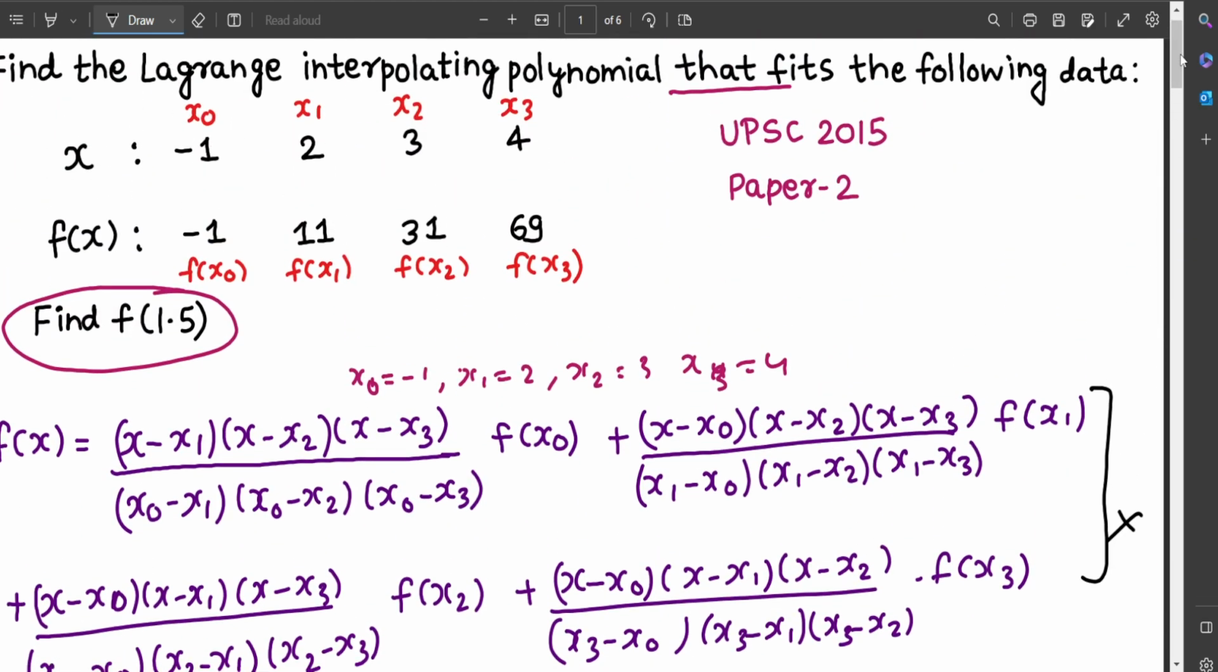I hope you understood at least the method, not the lengthiness of the calculation. At least the method was clear from my side. Lagrange's polynomial, if you have to find it, in every term, let's say in the first term x naught is not there in the numerator, but that same x naught is there in the denominator. Let's look at this. These terms are the same in both numerator and denominator. Only here it is x, here it is x naught, and the same x naught is appearing here. So I hope you are able to understand this.